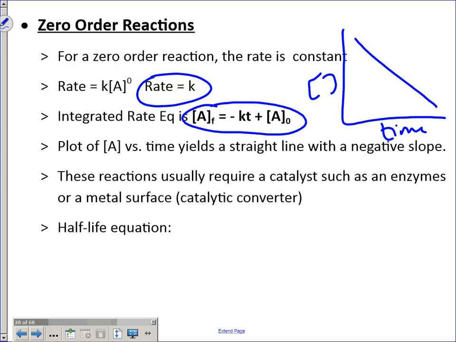Many times, and this is a fact I think I told you the other day, for these zero order reactions we do require a catalyst to bring the reactants together, because the reactant concentrations don't play a role in the rate itself, but we do need it to occur. Occasionally we need a catalyst to do that, and those can be biological catalysts or catalysts on a metal surface. An example of that would be a catalytic converter.